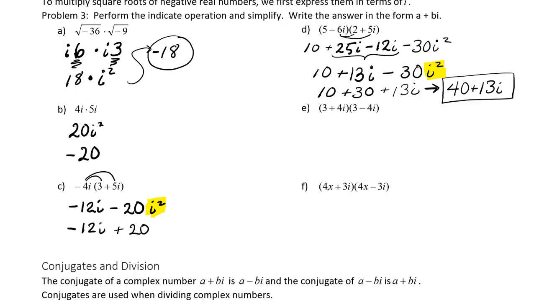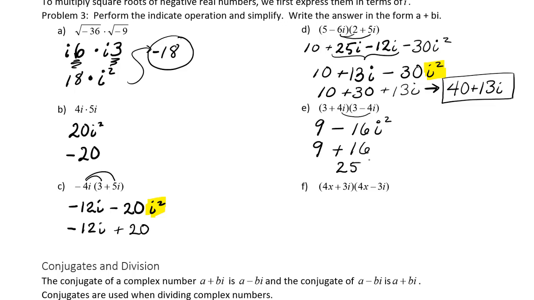Now let's FOIL the next binomial. We have 3 times 3, which is 9, 3 times negative 4i, and 3 times positive 4i will add to 0. And lastly, we have negative 16i squared. Well, that will be 9 plus 16 when we remove the i squared and replace it with a negative 1. This gives me a final answer of 25.